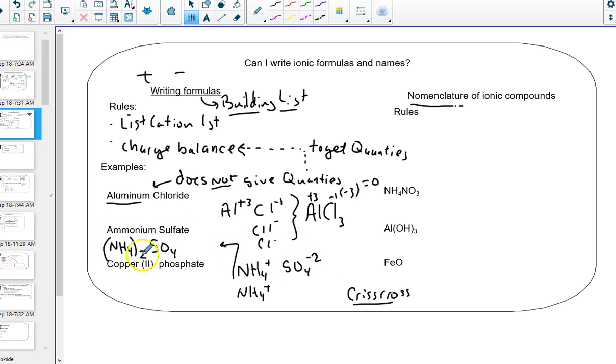The 2 came down here and the 1 went here. Just a shortcut way to charge balance these things. Alright, next guy, copper 2 phosphate. Okay, now why is that 2 there?